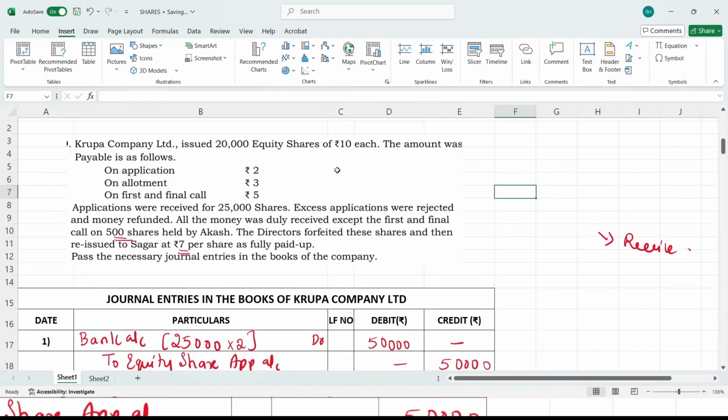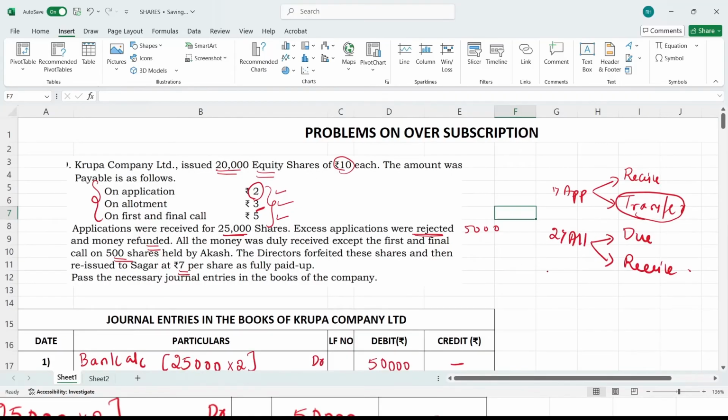What is the next stage? The third stage is first and final call. Here again pass two entries: one is the due entry and another one is the receive entry. See, I don't have much time, that's why I am not explaining why this account is debited and why this account is credited. You have to understand that from your teachers who have done your chapters. Here in depth I can't tell you, but I can make you understand how to pass the entries.